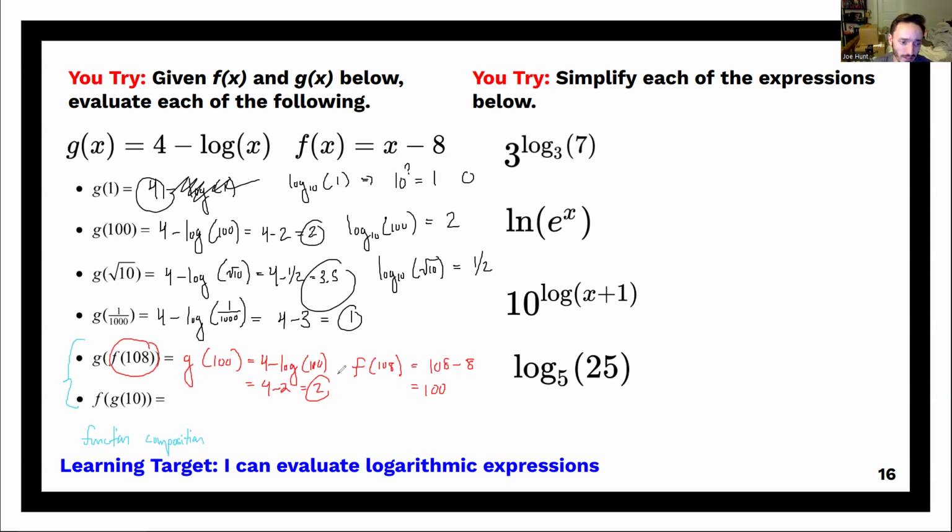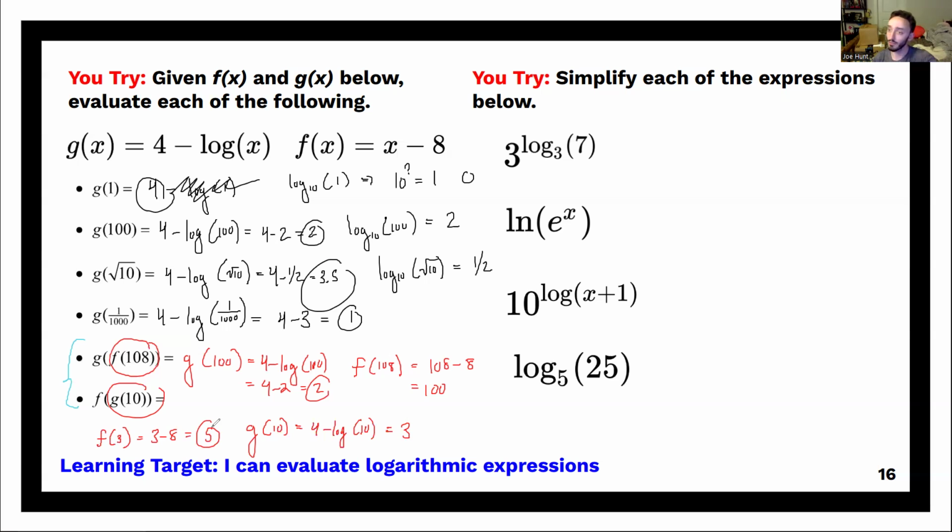Now, let's say that I wanted to tackle, say, f of g of 10. What I probably want to do here is figure out what g of 10 is first, and then plug that result into the function f. If I think of g of 10, I'm doing 4 minus the log of 10. The log of 10 is just 1, though. 10 to the first is 10. So this is the same thing as 4 minus 1, which is equal to 3. So now what I'm going to do is f of 3. And what I see there is that that's 3 minus 8, so my final answer for that guy is just -5. So it's just a little practice with some of the calculations there.